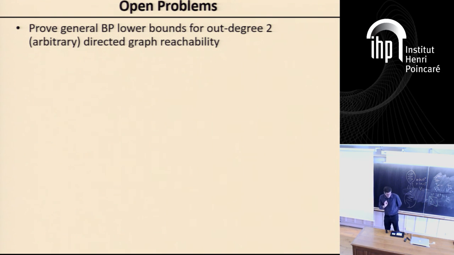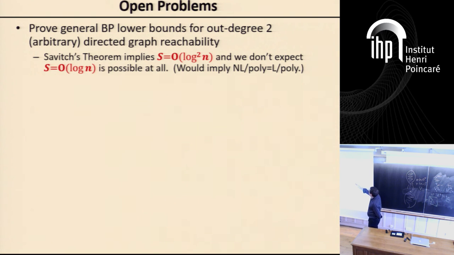So we don't know lower bounds for general branching programs for simple problems like graph reachability, directed graph reachability. With pointers, we know you can solve it easily if you've got out-degree 1 nodes. But what about out-degree 2, which is essentially equivalent to the general case? Can you do general connectivity? Savitch's theorem says that you can do this in space log squared n, and we don't know whether space log n is possible at all. If you could, it would imply that non-deterministic log space, the non-uniform version, is the same as deterministic log space.